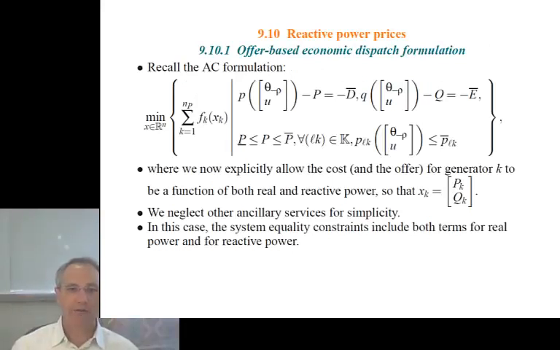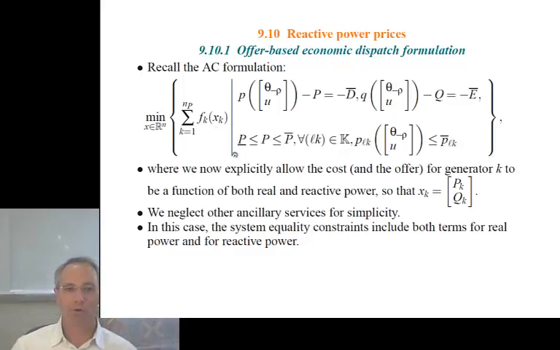Next topic is reactive power prices. In principle, we can just consider reactive power in our dispatch formulation. So I'll go back to the AC power formulation where we had real power balance, reactive power balance, box constraints, upper and lower bound constraints on the generations, and flow limits, which I'll represent in terms of real power flows.